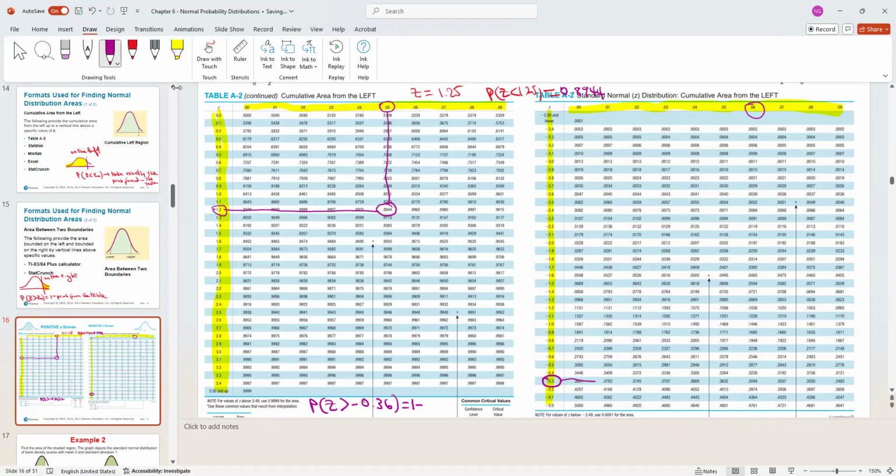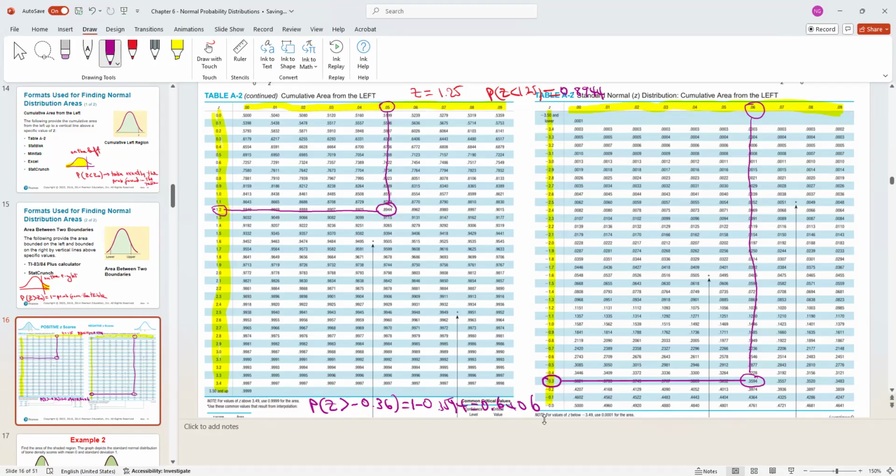So this is the value corresponding to it, right? 0.26 right there. The answer would be 0.3974. Okay, remember, now we need to subtract what we find from 1. So 1 minus 0.3594. This probability is equal to 0.6406. So that's how we proceed to find probabilities from the left and the right.